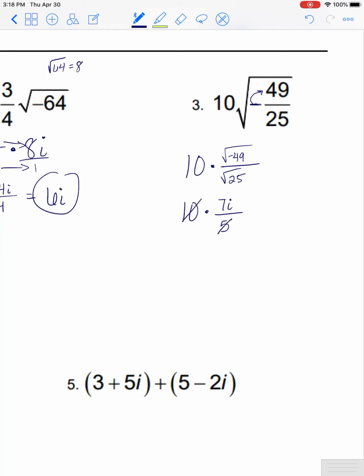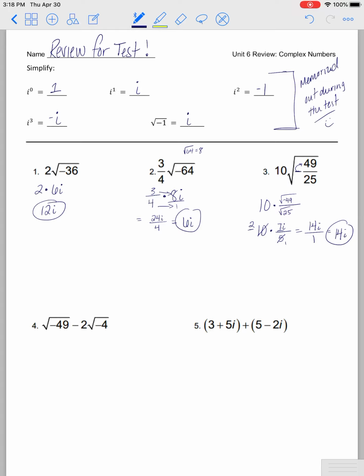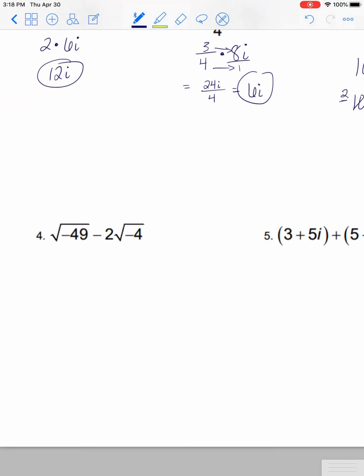Now I'm going to simplify, and I know I can take 10 and 5, I can simplify down into 2 and 1. So really I just have 2 times 7, which is really 14i over 1. So my answer would just be 14i. Well, that's really kind of what we started out with at the beginning of the unit. So hopefully by now they seem pretty self-explanatory.